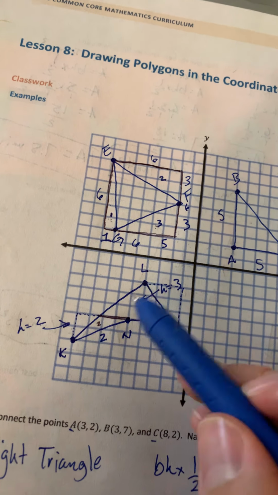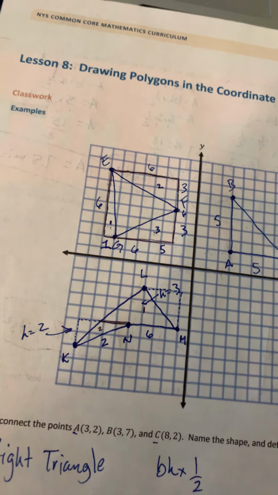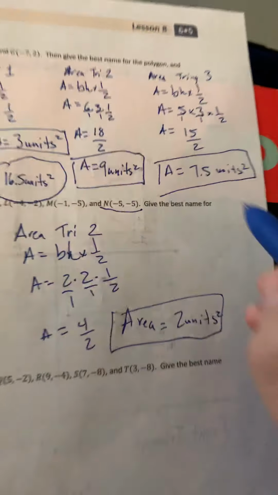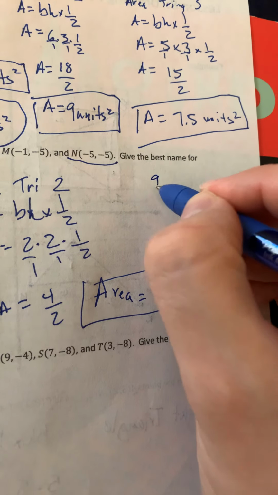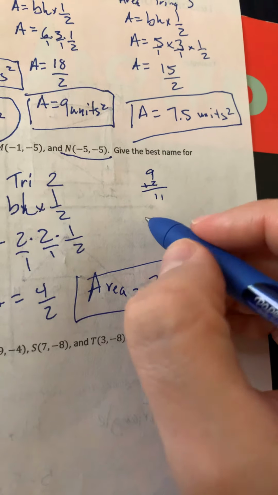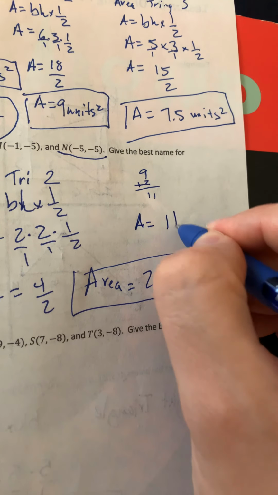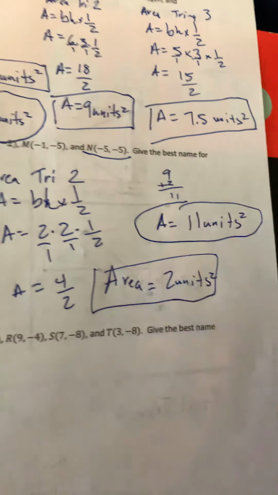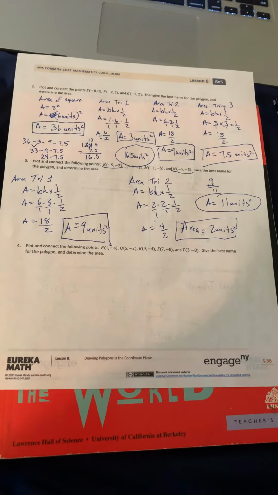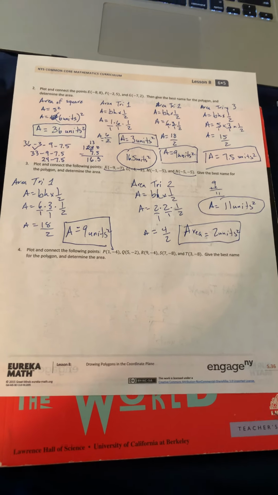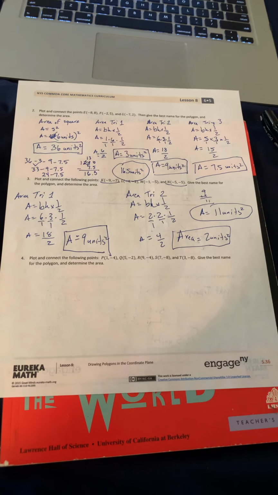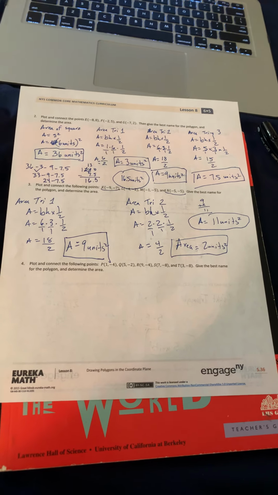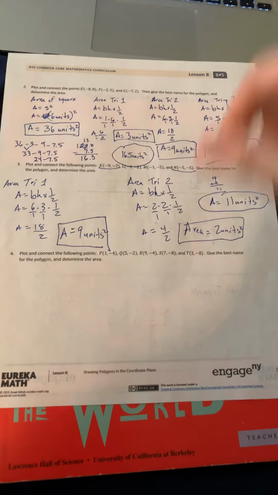Okay, and now to find the area of the entire shape, we're gonna add both areas, 9 plus 2, which is 11. So the area of the entire shape is 11 units squared. Okay, that's the area of the entire shape. So if you want to look at these examples again, pause it, rewind, go back. All right.